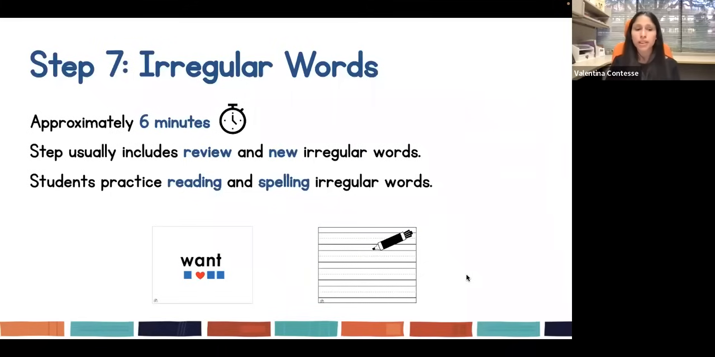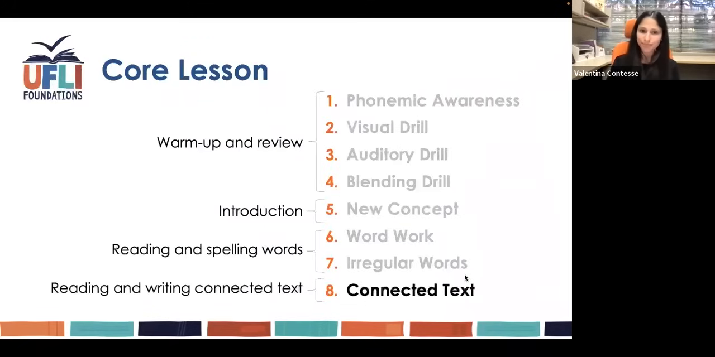So to review, the irregular word step should take approximately 6 minutes. The step usually includes both review and teaching of new irregular words. Once again, sometimes the words are permanently irregular words and sometimes they're temporarily irregular words. And it's really important that we practice both reading and spelling these words, focusing on sounds so that we're helping students orthographically map these words and not just showing them and having them memorize these words.